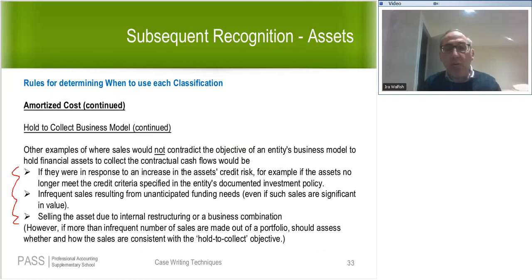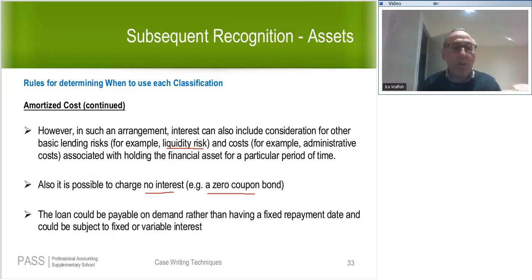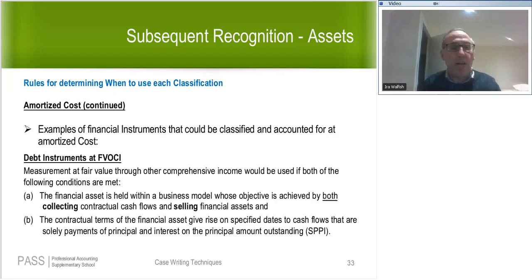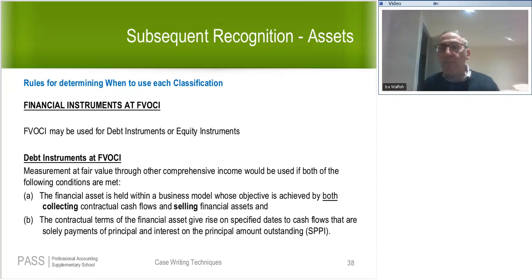What I'd like to talk about now is the second category. The second category is the FVOCI category, right? Fair value through other comprehensive income. When it comes to this category, unlike amortized cost, it's not just used for debt instruments. It could be used for a debt instrument. It could also be used for an equity instrument. So it could be used for debt or equity. It can be used if I buy a bond. It can be used if I bought shares.